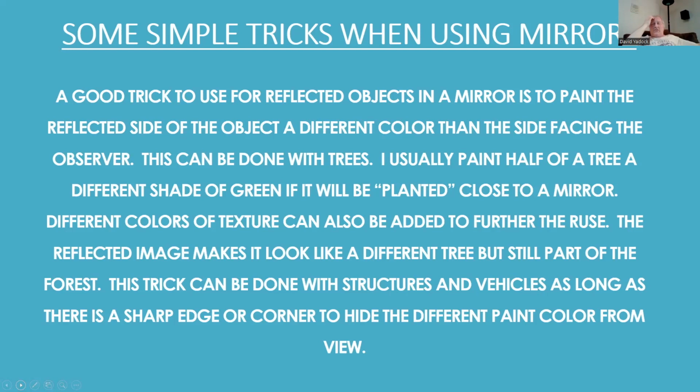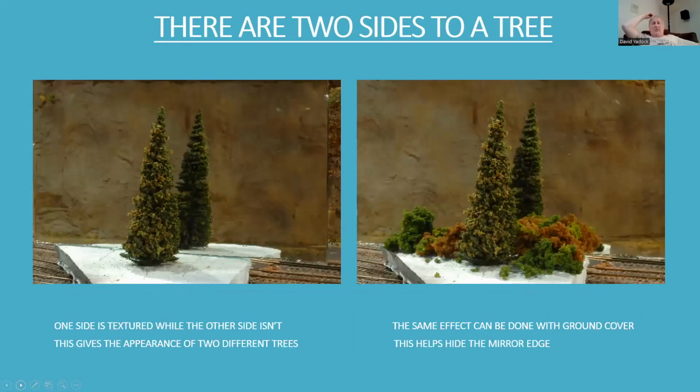You have to make sure that there's a sharp edge dividing those two paint color schemes from view, because otherwise it would give it away. So let's look at an example that I have here. And here I say there are two sides to a tree, and there really are.